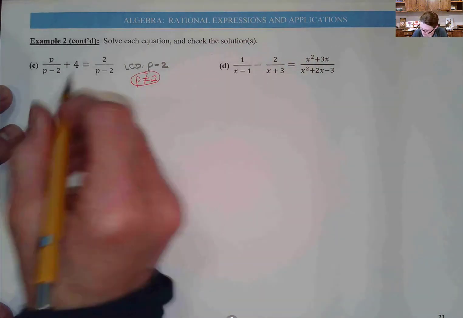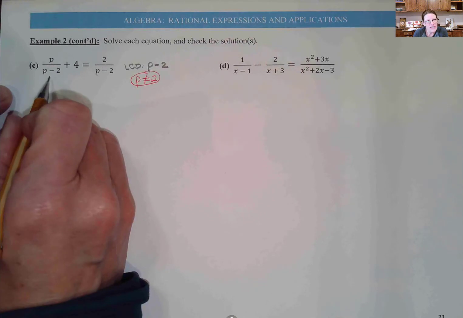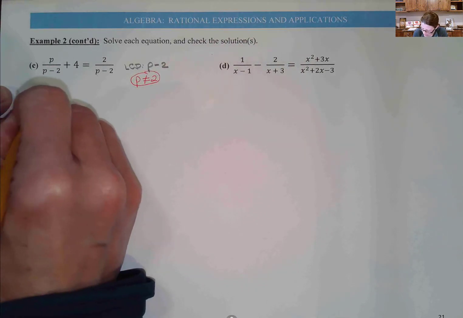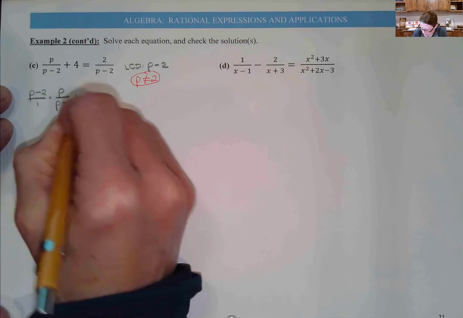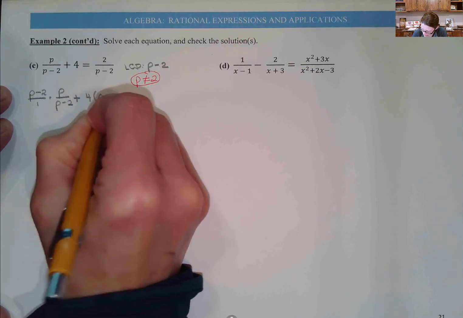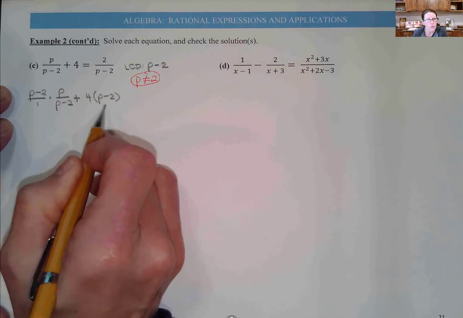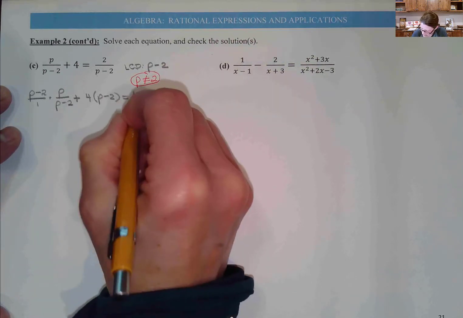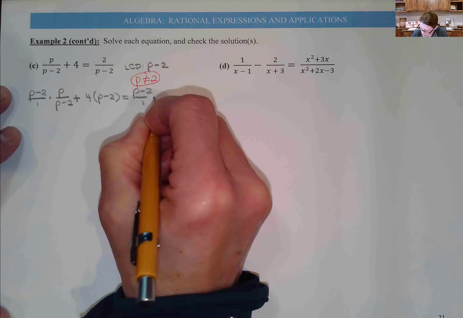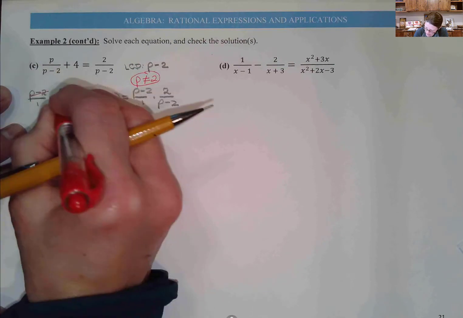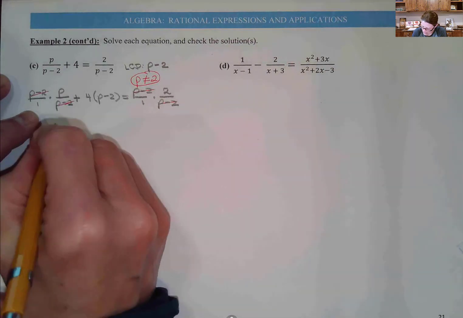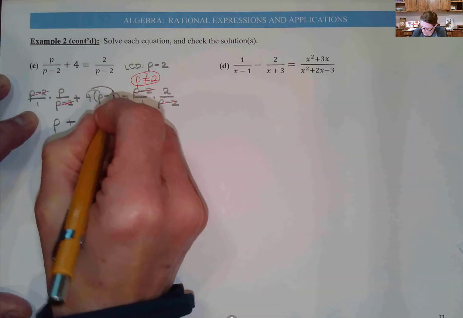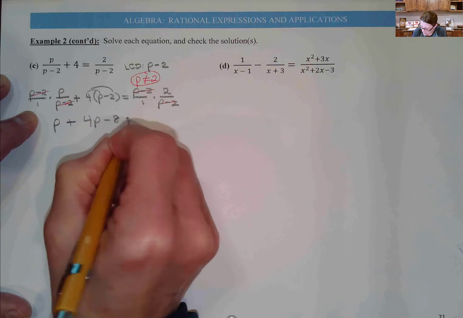So just FYI. Now as we multiply each term on both sides by P minus 2, P minus 2 times P over P minus 2 plus 4 times P minus 2. Multiplication is commutative. The order doesn't matter there. That's equal to P minus 2 times 2 over P minus 2. And let's divide those denominators. What does that leave? P plus 4P minus 8 is equal to 2.